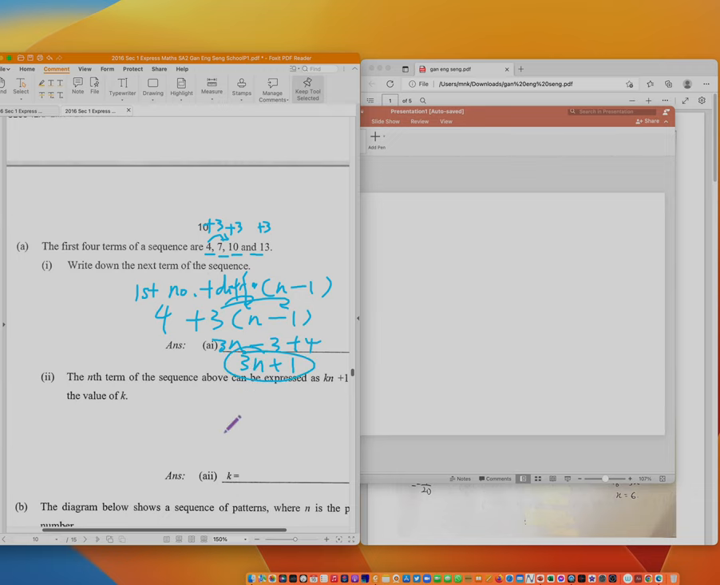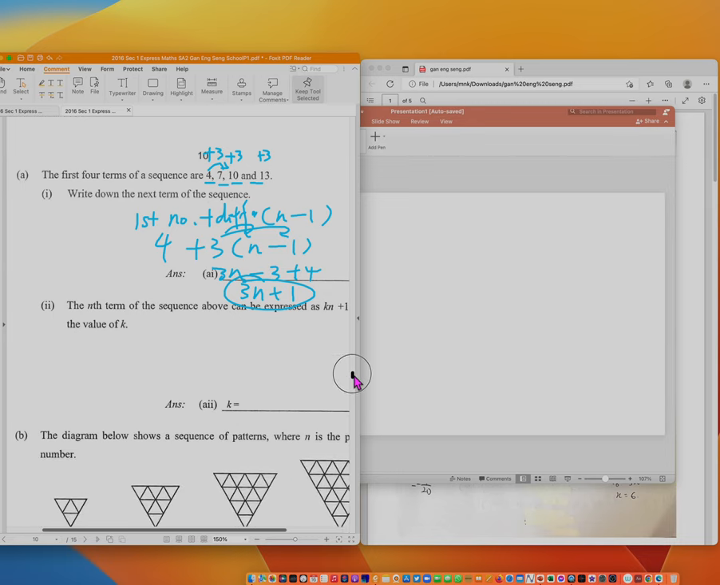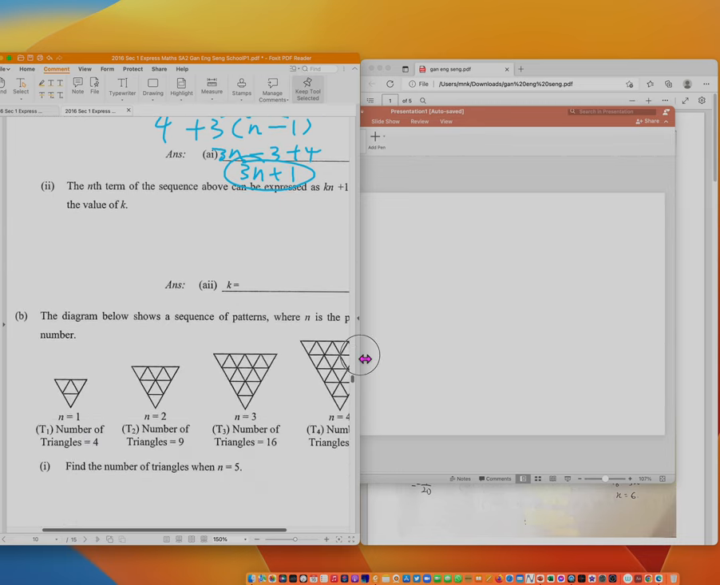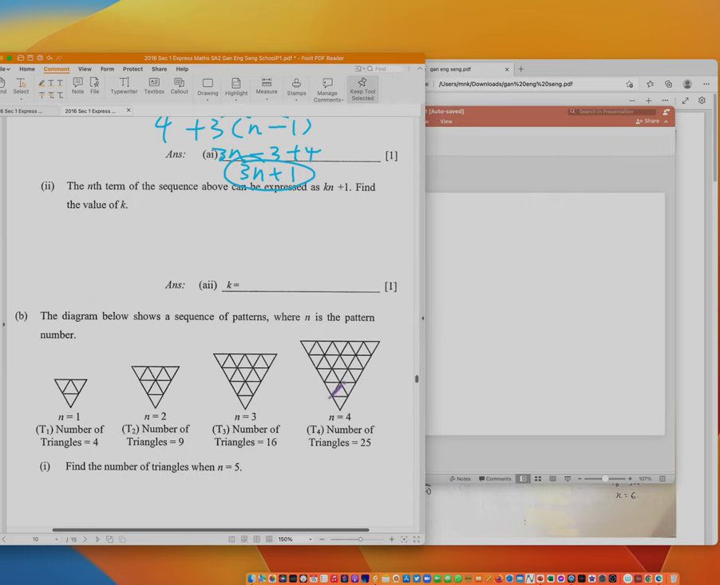I got K is 7. Oh, you got it, okay, good. But I need help for part B, because they asked for n, and I don't know how to do this. I thought this one is 2 squared, this is 3 squared, this is 4 squared, this is 5 squared. So what I observe is always n plus 1 squared.